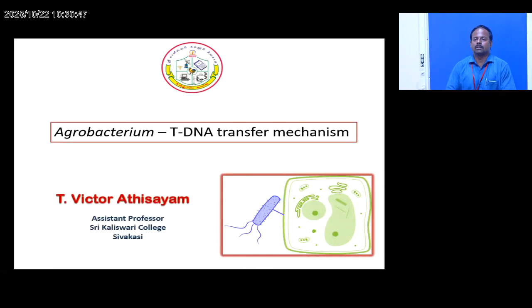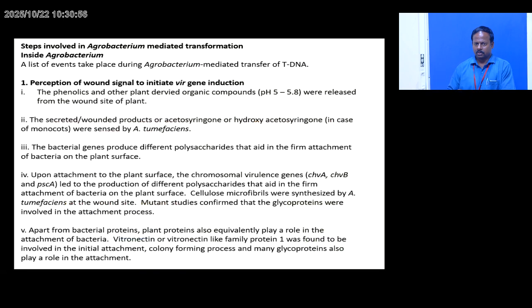Hello students, today I am going to talk about Agrobacterium tumefaciens mediated transformation, particularly the T-DNA transfer mechanism. There are two major steps involved in Agrobacterium transformation: what happens in Agrobacterium, and what happens in plants. First we look into what happens in the Agrobacterium. There are three major steps involved in Agrobacterium.